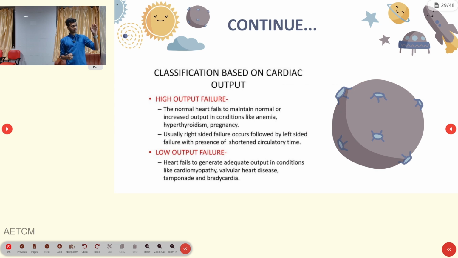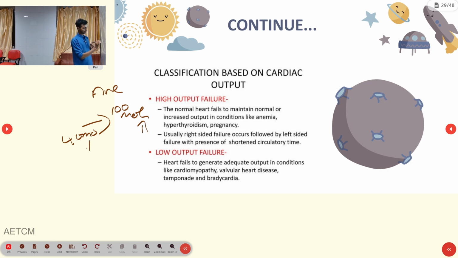High output failure means the normal heart fails to maintain the normal or increased output in conditions like anemia, hyperthyroidism and pregnancy. So we'll take anemia. Like in the last presentation, there is an imbalance between the demand and supply. That is the same concept. If your cells want 100 molecules, but your heart is supplying only 40 molecules, your demand is increased but your supply is less.